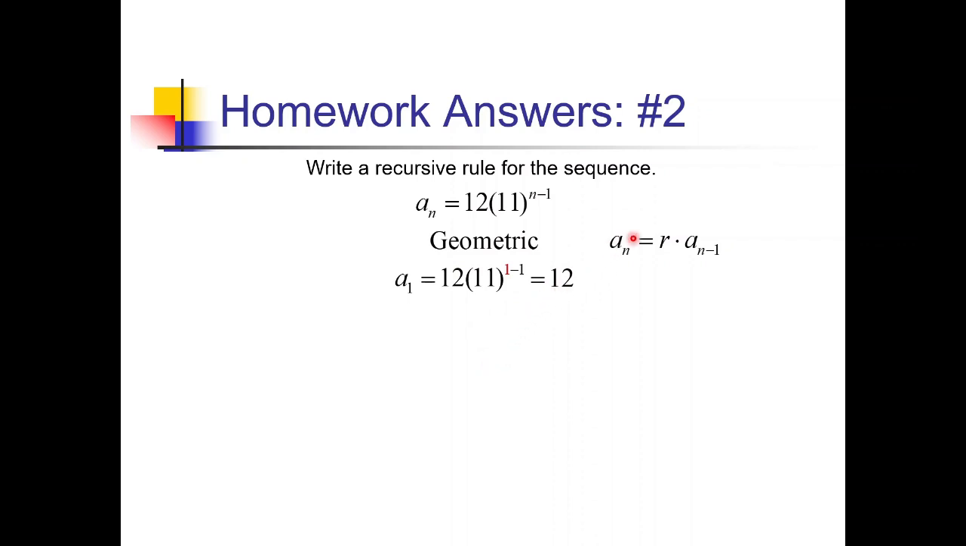And now for the recursive rule here, I just need the r value. Since I'm raising 11 to the power, that's what I'm multiplying by over and over again. So I'm just going to do 11 times a sub n minus 1.